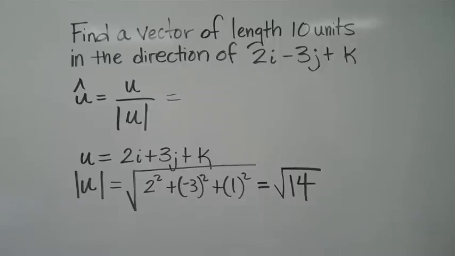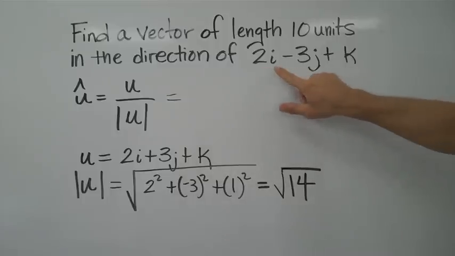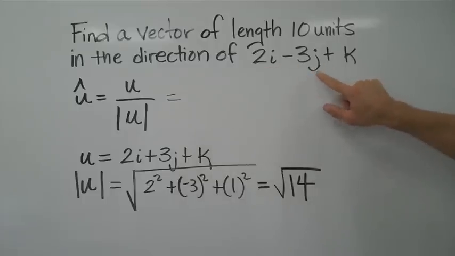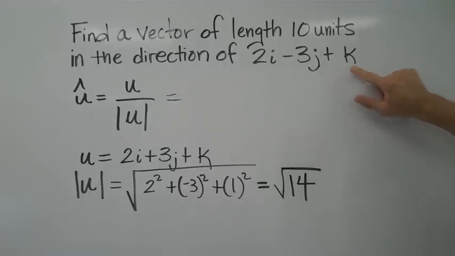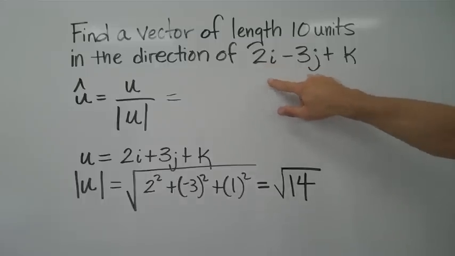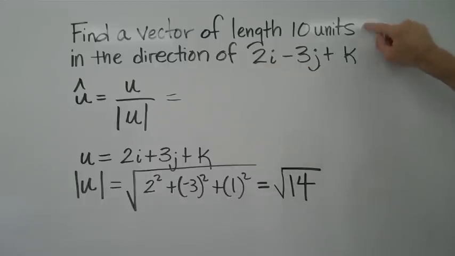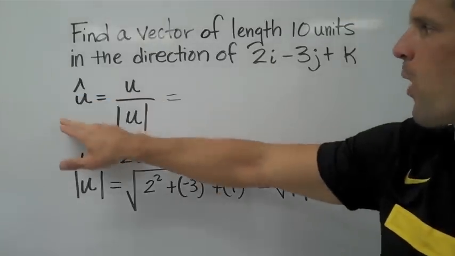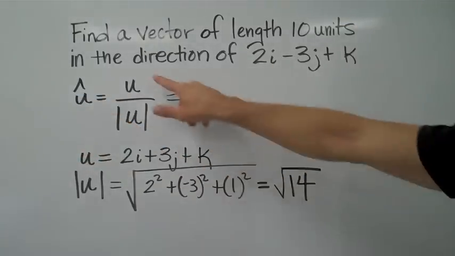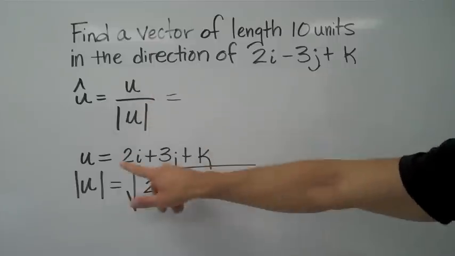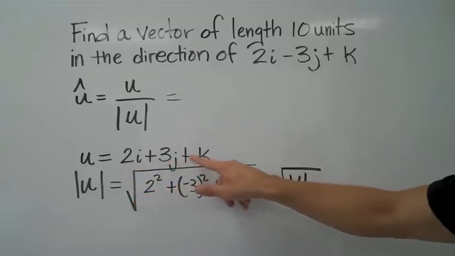Find a vector of length 10 units in the direction of 2i minus 3j plus k. Remember, if you're given i, j, and k, this is a unit vector in the x direction of 1, unit vector of 1 in the y direction, and unit vector of 1 in the z direction. So we're given a vector in 3D, and we're asked to find the vector of length 10 units. Well, we know a vector of length 1 unit is the unit vector, and that's equal to our vector over its magnitude. Well, what is our vector? Our vector is 2i minus 3j plus k.